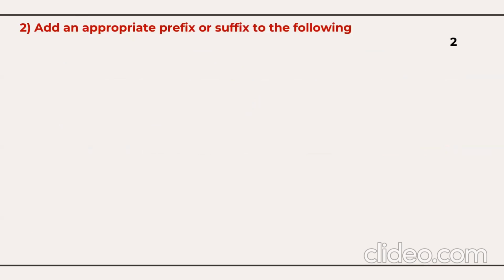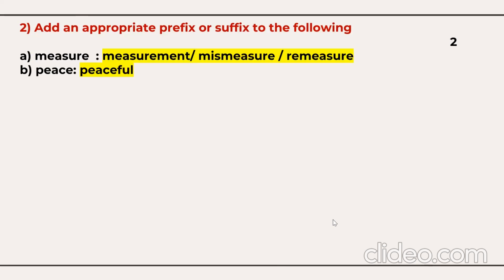Next question you have here, write an appropriate prefix or suffix to the given words. So we have the word measure. For measure, we can add the suffix to make measurement, and the prefix to make mismeasure or remeasure. The suffix for the word peace gives peaceful. So that is for 2 marks.